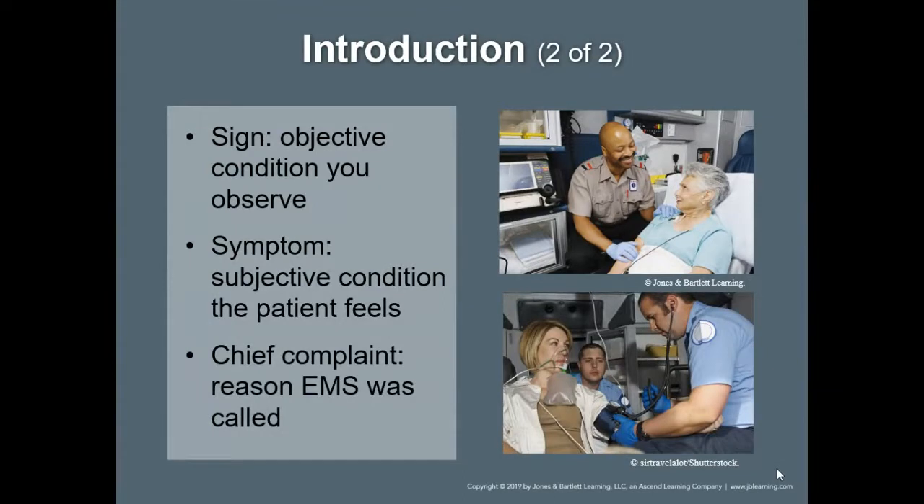A sign is an objective condition you observe. So it's going to be based on your observation. So it is what you can see, what you can hear, what you can smell, and what can be measured. A symptom is a subjective condition. This is what the patient complains about, or this is what the patient tells you. The chief complaint is going to be the reason why EMS is activated or called.